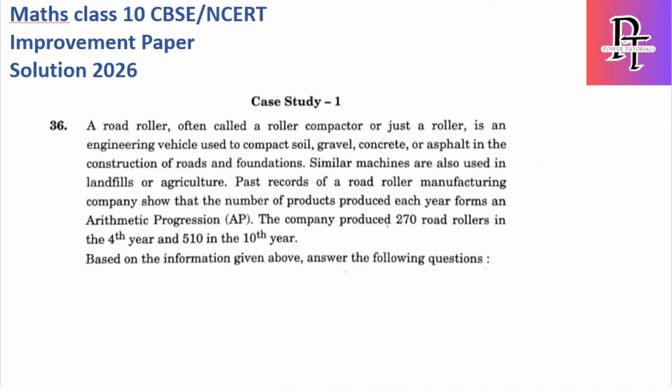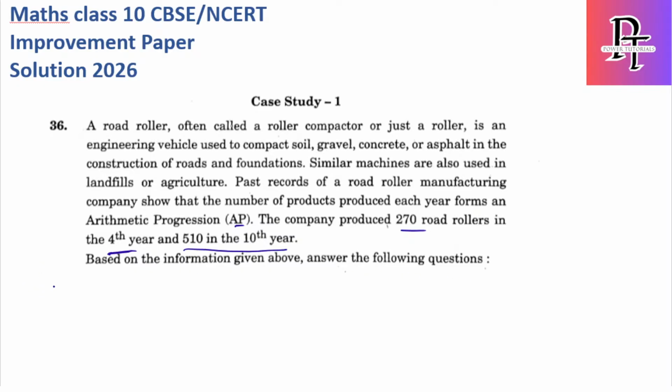Now let's move to the next section, E, case study questions. So let's see the first case study now. The case study 1 is saying: a road roller, often called a roller compactor or just a roller, is an engineering vehicle used to compact soil, gravel, concrete and asphalt in the construction of roads and foundations. Similarly, machines are also used in landfills or agriculture. Past records of a road roller manufacturing company show that the number of products produced each year forms an arithmetic progression, which is AP. The company produced 270 road rollers in the 4th year and 510 in the 10th year. Based on the information above, answer the following questions.